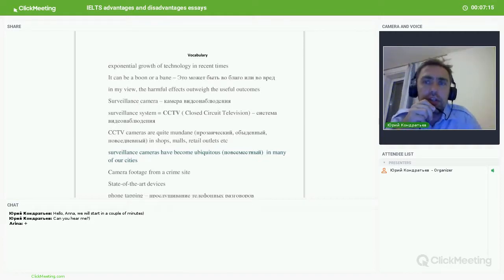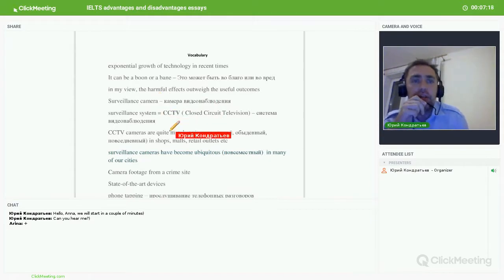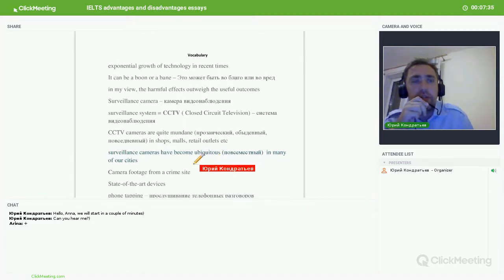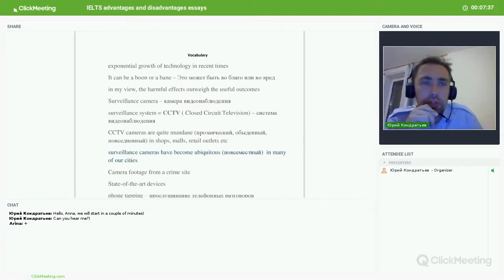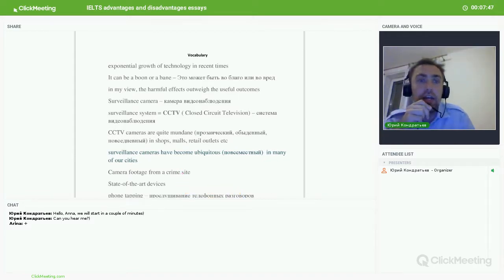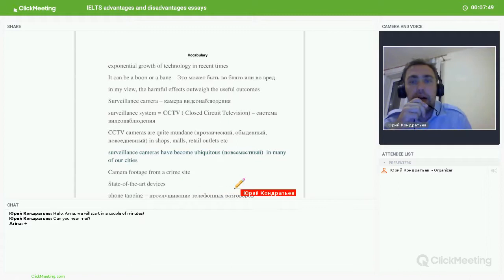Another word that is not very common is mundane. CCTV cameras are quite mundane in shops, malls, and retail outlets, etc. Then ubiquitous is another word which is quite useful for IELTS essays. When something is widespread, you can say it's ubiquitous. Surveillance cameras have become ubiquitous in many of our cities. Here's another expression: camera footage from a crime site. Instead of mentioning technology, you can say state-of-the-art devices.